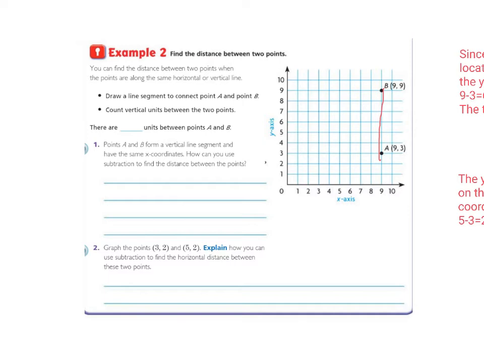Okay? Then I'm going to count the vertical units between the two. So let's count them. 1, 2, 3, 4, 5, 6. So there are 6 units. So I'm going to write the number 6 here. 6 units between point A and point B.